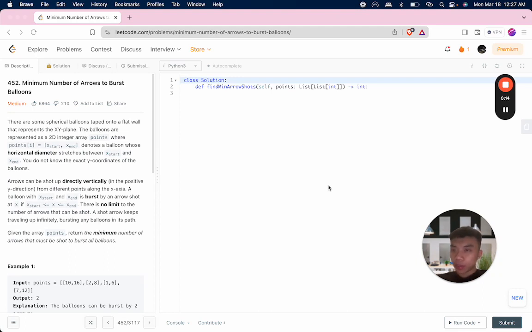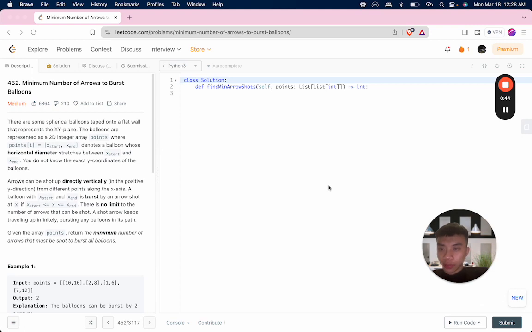Today we are solving the daily LeetCode challenge, question 452, minimum number of arrows to burst balloons. There are some spherical balloons taped onto a flat wall that represents the XY plane. The balloons are represented as a 2D integer array points, where points[i] equals [x_start, x_end] denotes a balloon whose horizontal diameter stretches between x_start and x_end. You do not know the exact Y coordinates of the balloons.